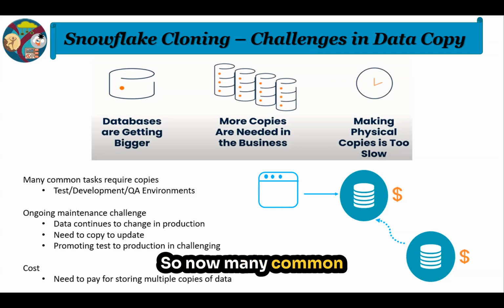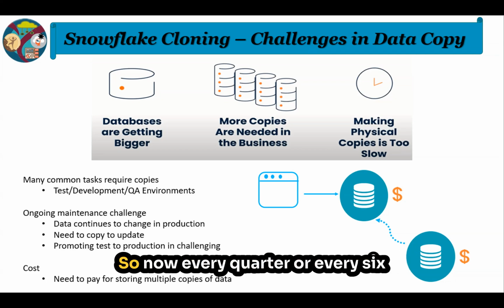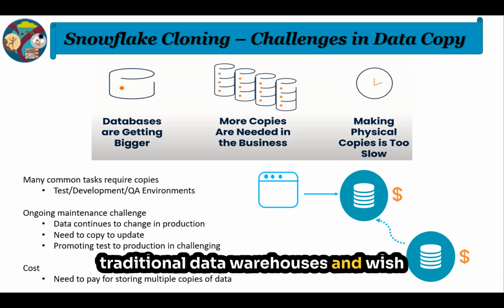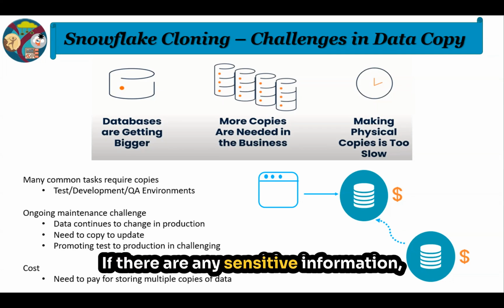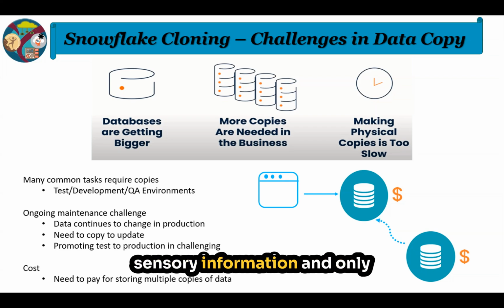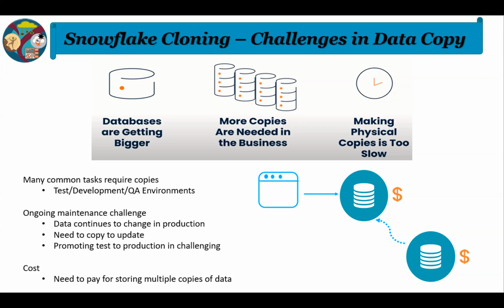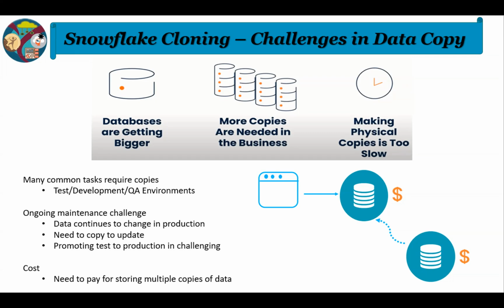So now many common tasks require copies. As I mentioned, test, development, QA environments, right? Non-production environments will always go out of sync after a certain period. So every quarter, or every 6 months or every 3 months, we used to request the admin teams in a traditional data warehouse, can you please refresh these environments with respect to the production environment? If there is any sensitive information, they will exclude it and refresh only the non-sensitive information in the dev and test environments, so that you can perform testing in a better way and compare with production.